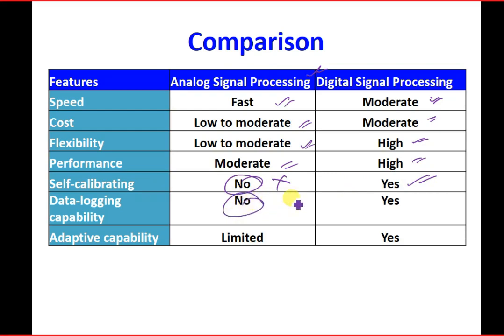Then data logging capability, considering that nowadays capacitor based systems are no longer used for data logging capability, so it is a no in the case of analog signal processing. However, in digital signal processing, definitely you can store the data in thumb drives and DVDs, CDs, and all these things. Adaptive capability, it is quite limited, whereas in digital signal processing, we can have a very high degree of adaptive capability. Okay.